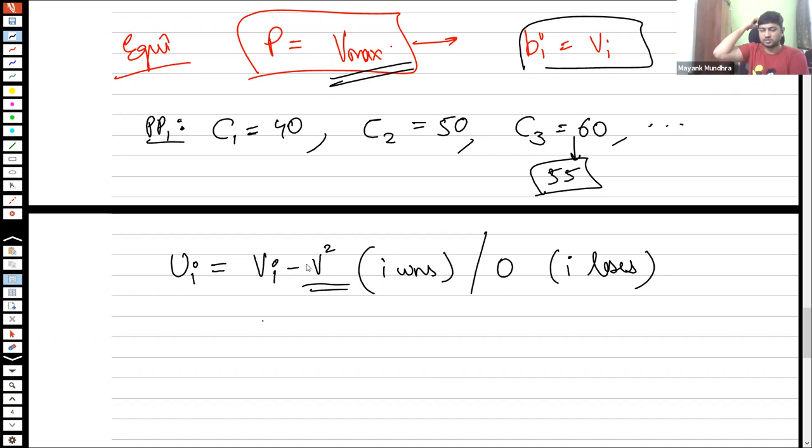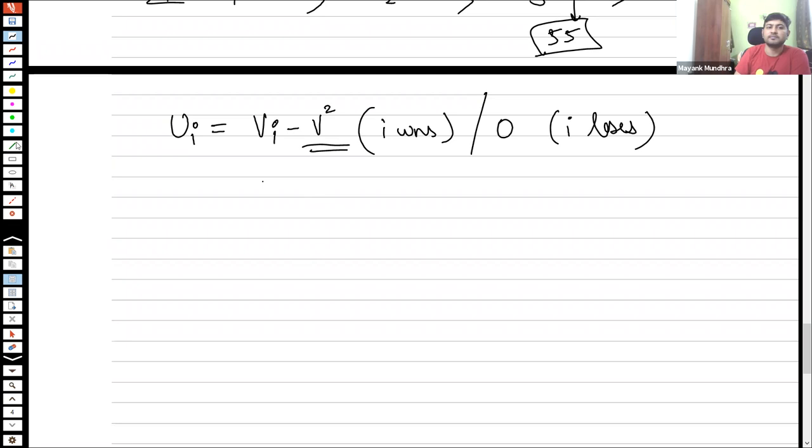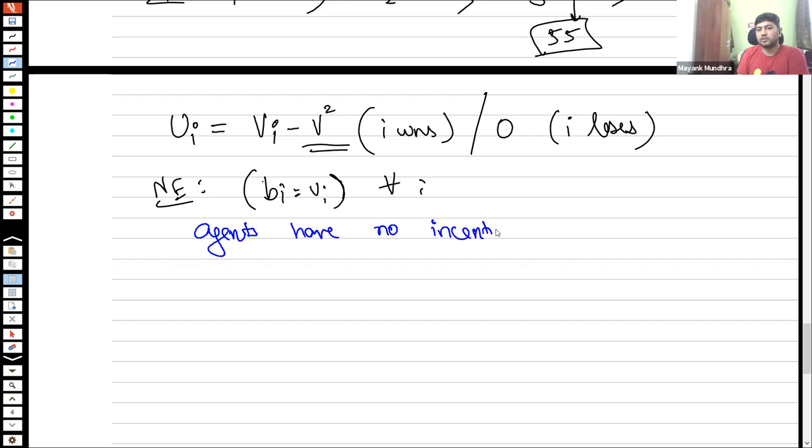Okay. So what happens here is the Nash equilibrium is bi equals vi for all i. In this case, agents have no incentive to bid any other amount, irrespective of what kind of a situation you are in. You will have no incentive to bid anything else.